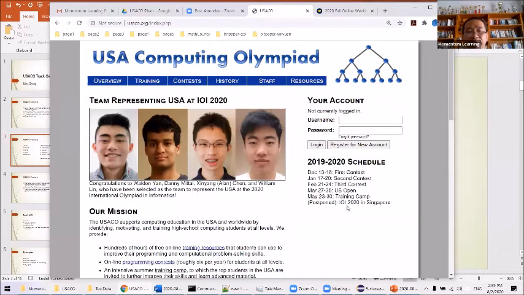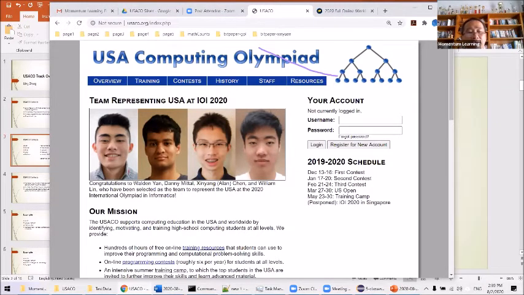This year, the IOI should be in August 2020, but it has been postponed. Actually, we don't know when this will happen. Maybe it will be canceled, similar to the IMO and also the physics Olympiad.